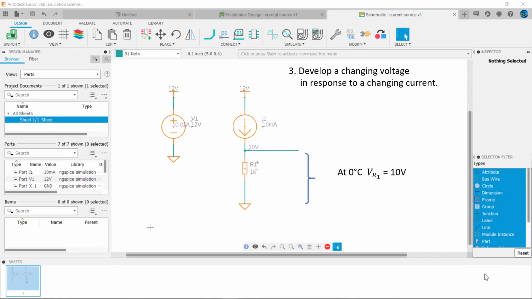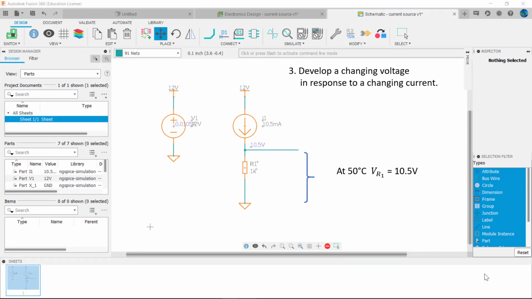If we select Simulate or apply Ohm's law, we'll see that at 0 degrees the voltage across R1 will be 10 volts. And if the temperature rises to 50 degrees Celsius, VR1 becomes 10.5 volts. The 1 kilo ohm resistance converts the change in current to a change in voltage.